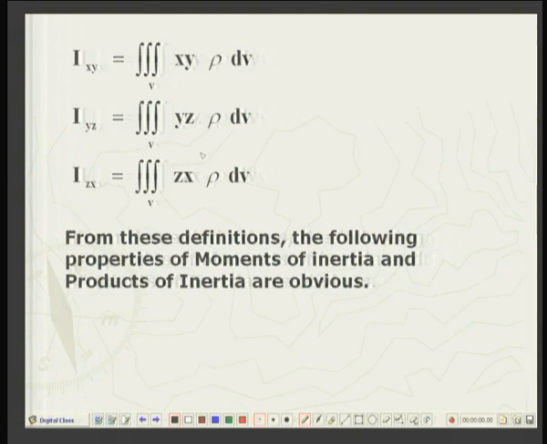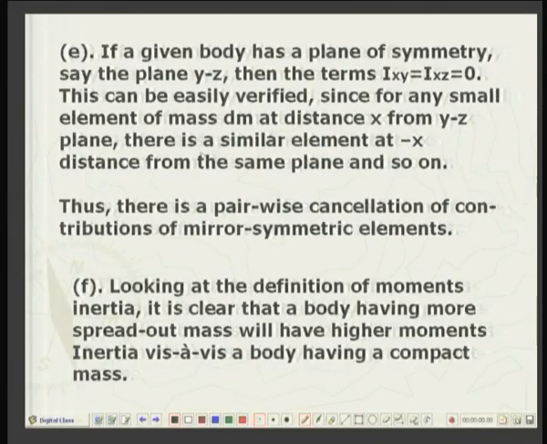Then the contribution of these two symmetric elements will cancel out, because one is at a positive distance from the middle plane and the other is at a negative distance. So, whenever there is an axis of symmetry, you can be sure that the two products of inertia terms will be 0 because of that symmetry. That is, if Yz is a plane of symmetry, then Ixy and Ixz will be 0.